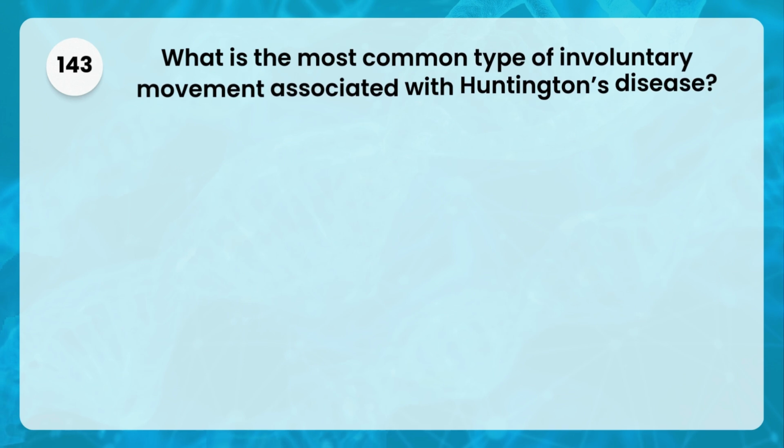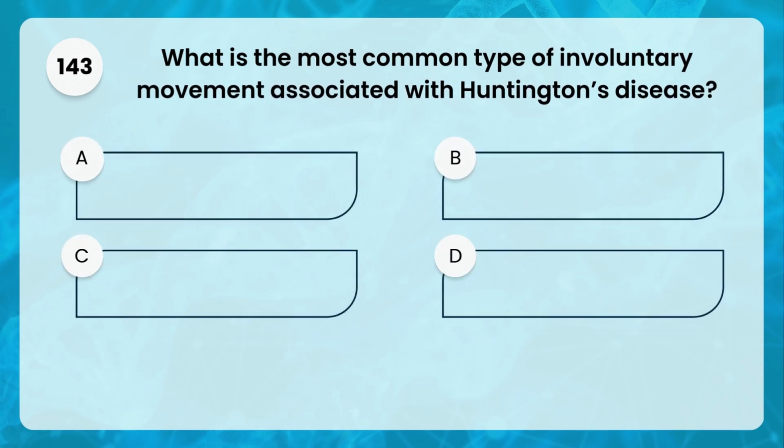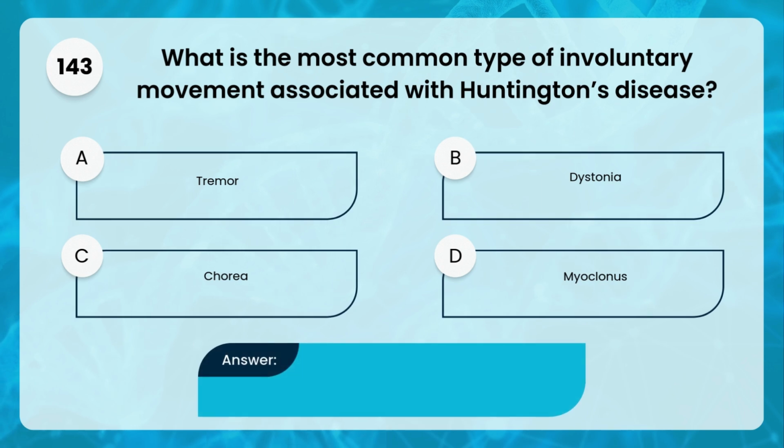143. What is the most common type of involuntary movement associated with Huntington's disease? A. Tremor, B. Dystonia, C. Chorea, D. Myoclonus. The answer is C. Chorea.